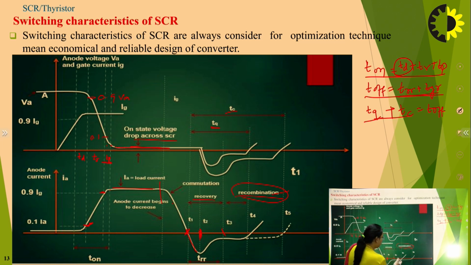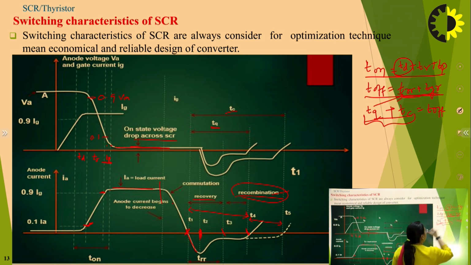And between the instants T3 and T4, when all the excess carriers from junction J2 are removed, the device may get turned off, right? And T4 to T5 is the time when the circuit gets turned off. Okay. So basically the turn off time is divided into TRR plus TGR, and it is also a combination of TQ plus TC, where TQ is the turn off time of the SCR, and TC is the circuit turn off time.